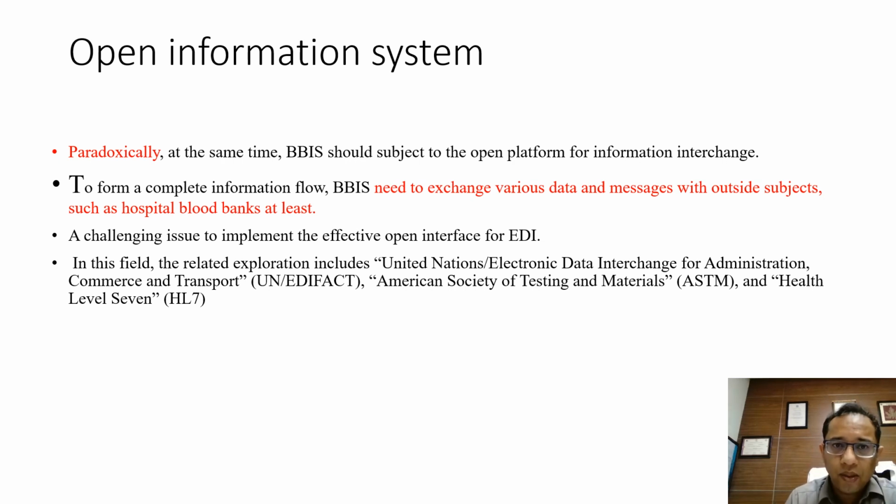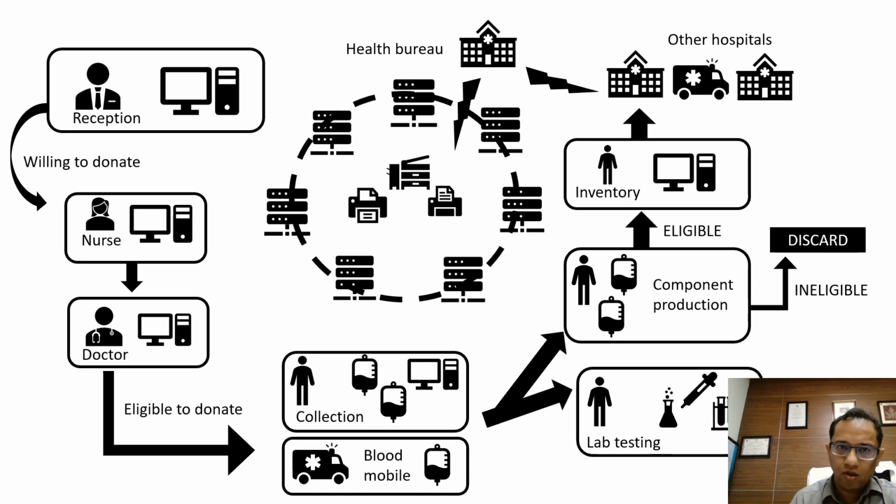So all these are there, but keeping in mind that there will be some challenges when you do the open information. So if you see, this is how it operates. You have a reception from where the person comes who is willing to donate, where you have an interface with the computer technology through nurse and the doctor, who then say that they are eligible to donate, and then the collection process happens. From there, the sample goes for lab testing, component production, and if they are found eligible and everything goes well, then it is in your inventory.